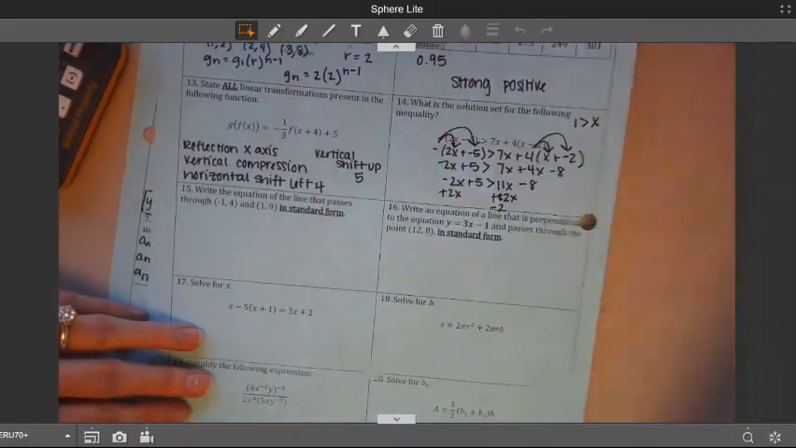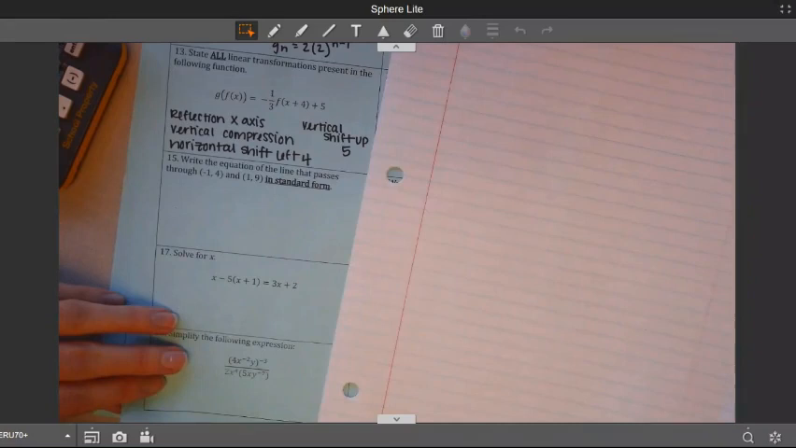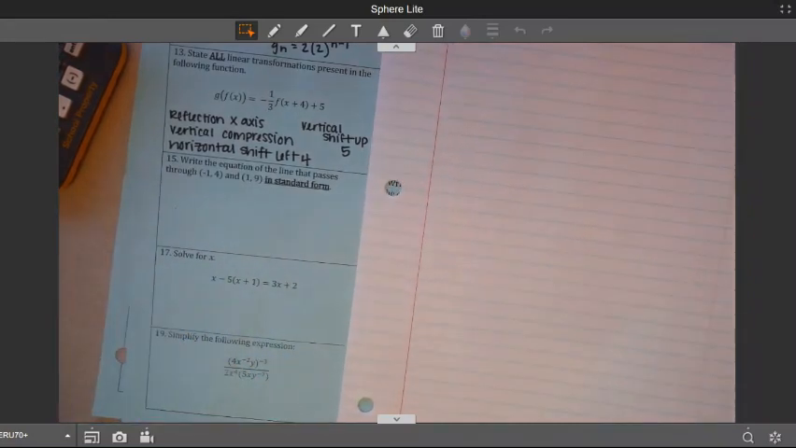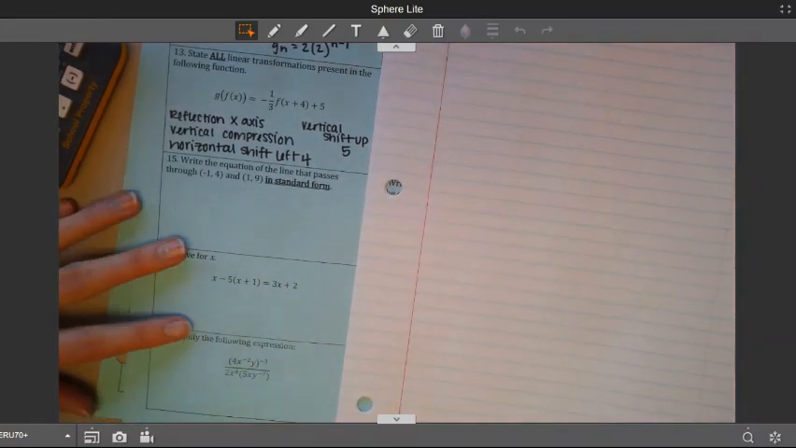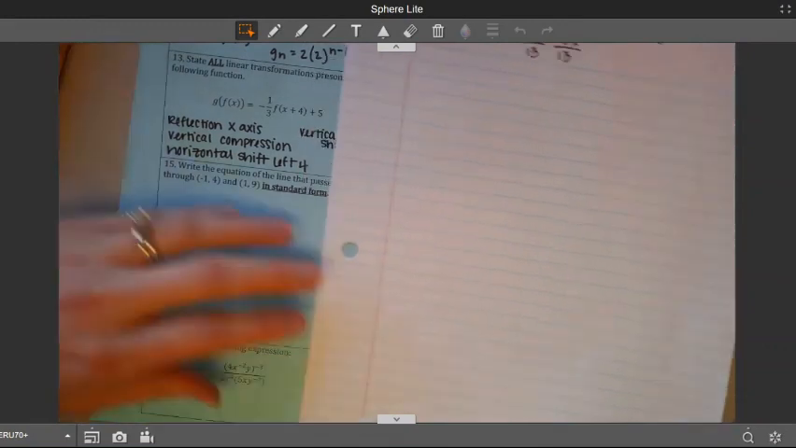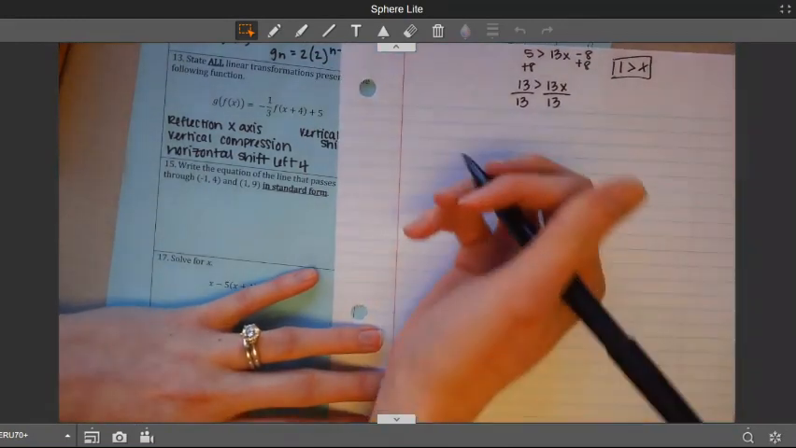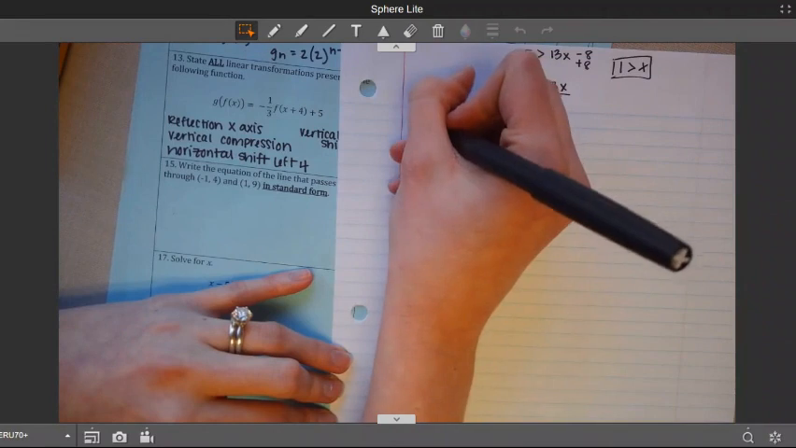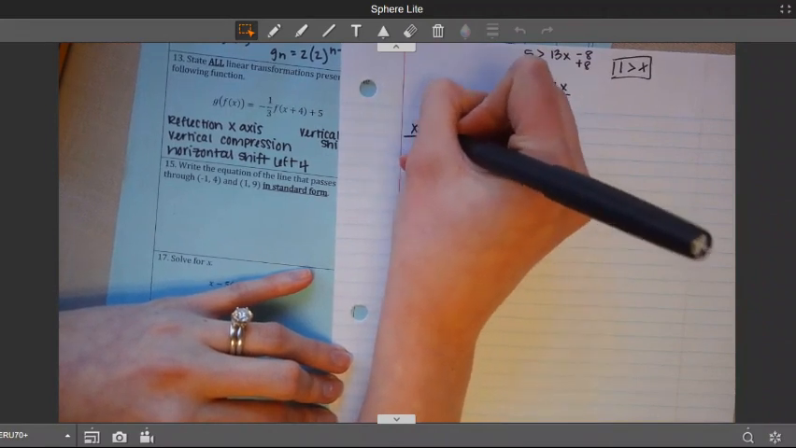Number 15, I'm probably going to need this scratch paper again. Whoops. Number 15 says write an equation of a line that passes through the points (-1, 4) and (1, 9) in standard form. Okay, so here we go. I need my ordered pairs. I'm going to make an XY table so I can get my slope.